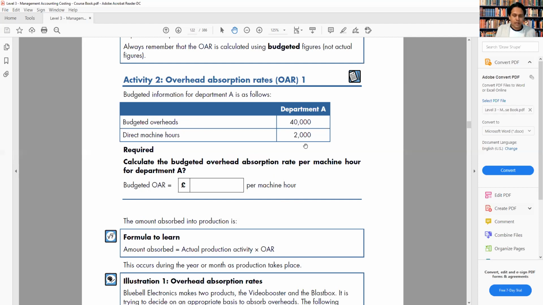So overhead is 40,000, the budgeted overhead, and budgeted activity. The question said overhead is 40,000 and the machine hour is 2,000. So the OAR will be 20 per machine hour, isn't it? So 20 per machine hour.